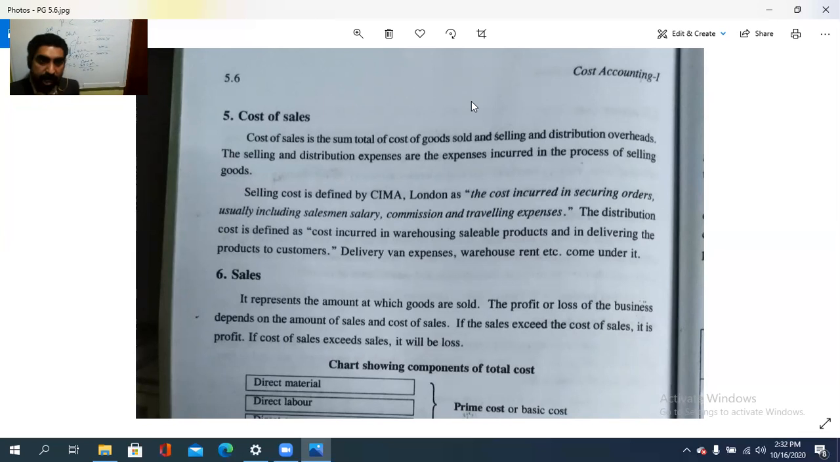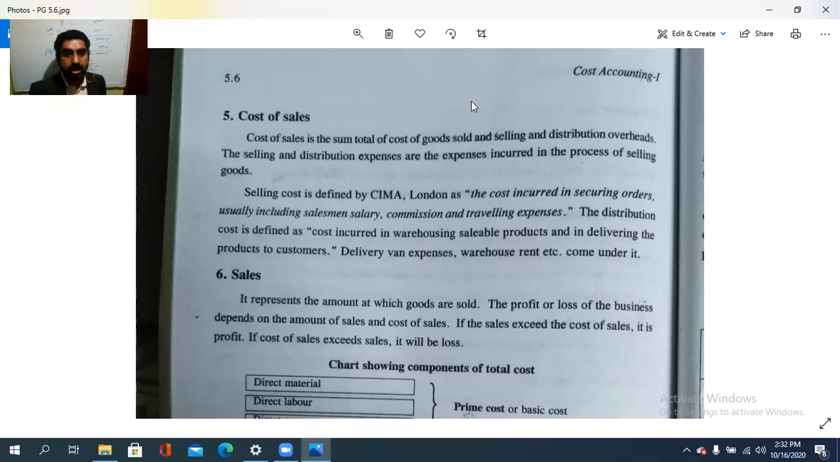So these two are to be added with the COGS, then we will get the COS, total cost, or cost of sales, isn't it? So delivery van expenses, warehouse rent, etc. come under this category. And finally, the sales.